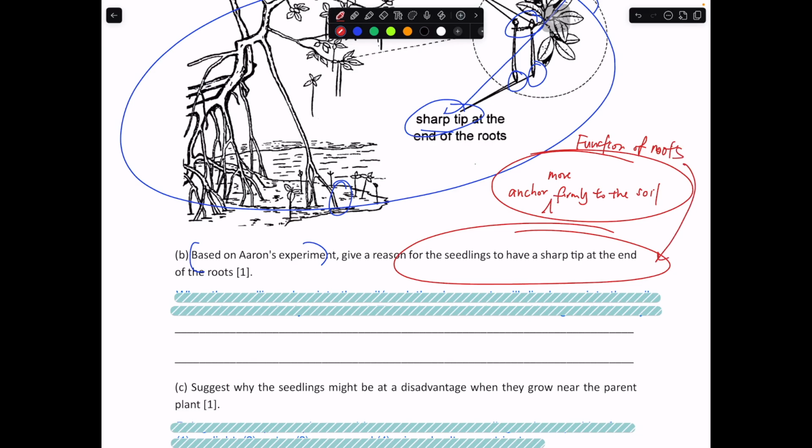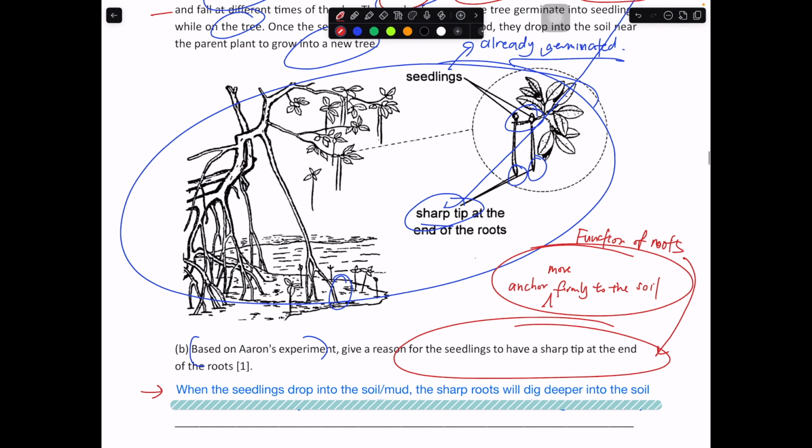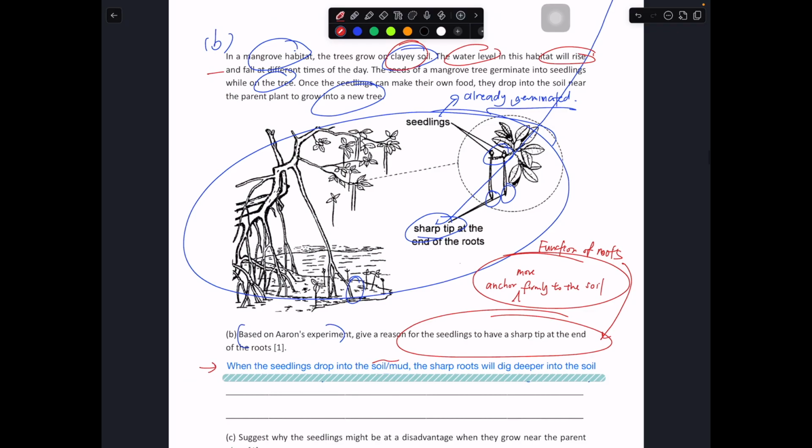These are the key ideas that you probably need to think about before you go into writing this question. So how do we answer this? Talk about the situation first. When the seedling drops into the mud, into the soil, or into the clayey soil, as what is written here, if you want to change this into this, it's also fine. Dropped into the clayey soil, the sharp root will dig deeper. So when they dig deeper, they will anchor more firmly.